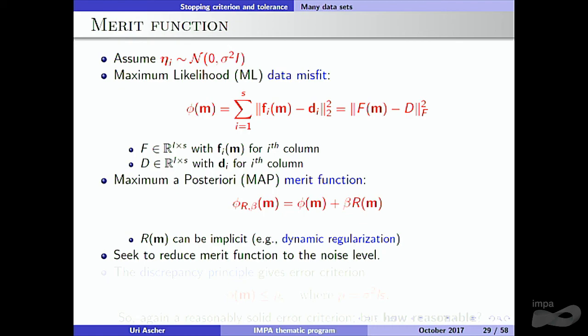So if we assume that all the noises have the same covariance matrix, not a trivial assumption, then phi of m, the best objective function here, would be just the sum of the least squares differences between the predicted and the observed data. Now we can write the F_i's as columns of a matrix big F, and the D_i as the columns of the matrix big D. And then the 2 norm becomes a Frobenius norm. Basically, sum up all the squares.